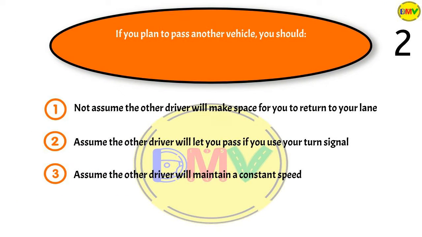Question 2. If you plan to pass another vehicle, you should: 1. Not assume the other driver will make space for you to return to your lane. 2. Assume the other driver will let you pass if you use your turn signal. 3. Assume the other driver will maintain a constant speed.